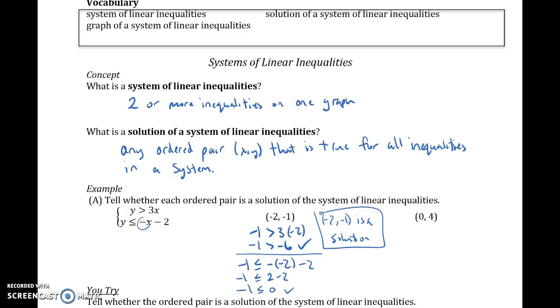Okay, let's check the 0, 4. So again, you want to check both inequalities. So I'm going to plug in 4 for y. Is that greater than 3 times 0? 4 is definitely greater than 0, so that is true. And then let's go ahead and check the next one. Is 4 less than or equal to -0 minus 2? In this case, 4 is definitely not less than -2, so 0, 4 is not a solution.